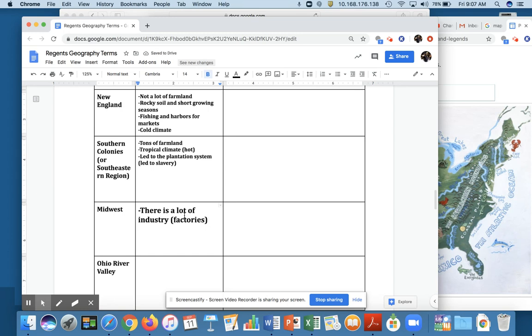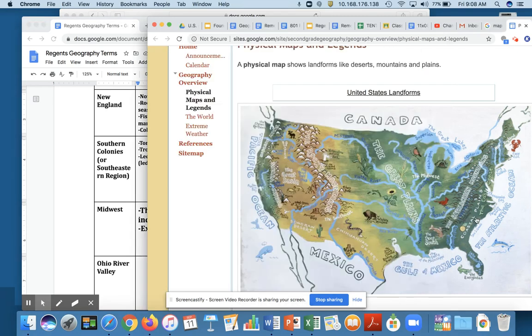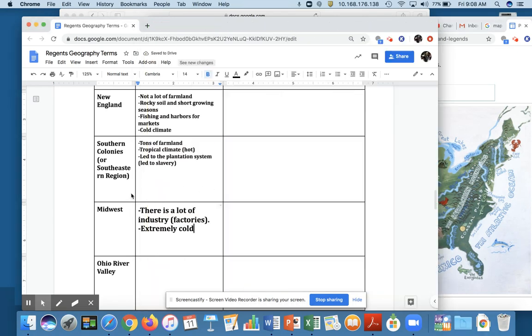There's a lot of factories that are going to create a lot of materials for us to use within our country. Okay, and those jobs are tough to do in terms of the manual labor, but easy if you know how to do it. Okay, there's a lot of industry and factories, extremely cold, especially during the winter. Okay, you don't want to be caught in Michigan or Minnesota throughout this time if you're living in the Midwest.